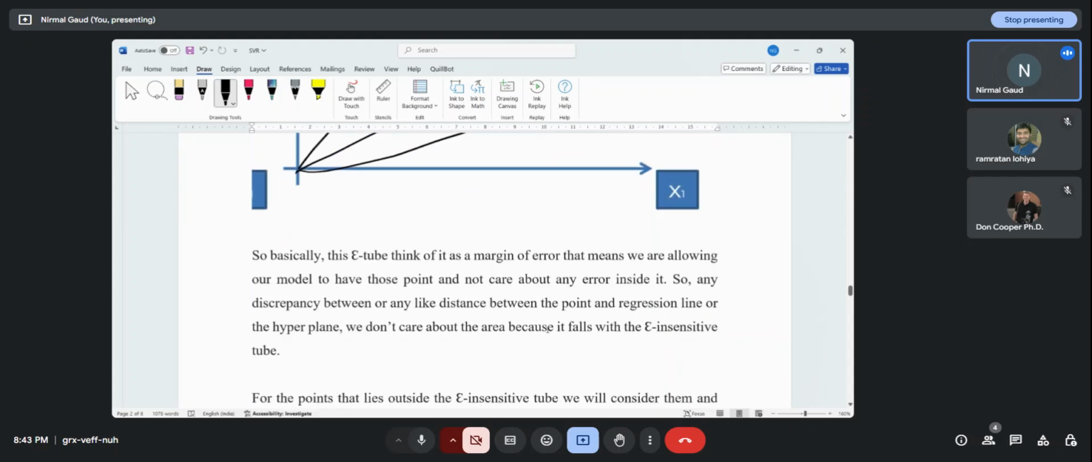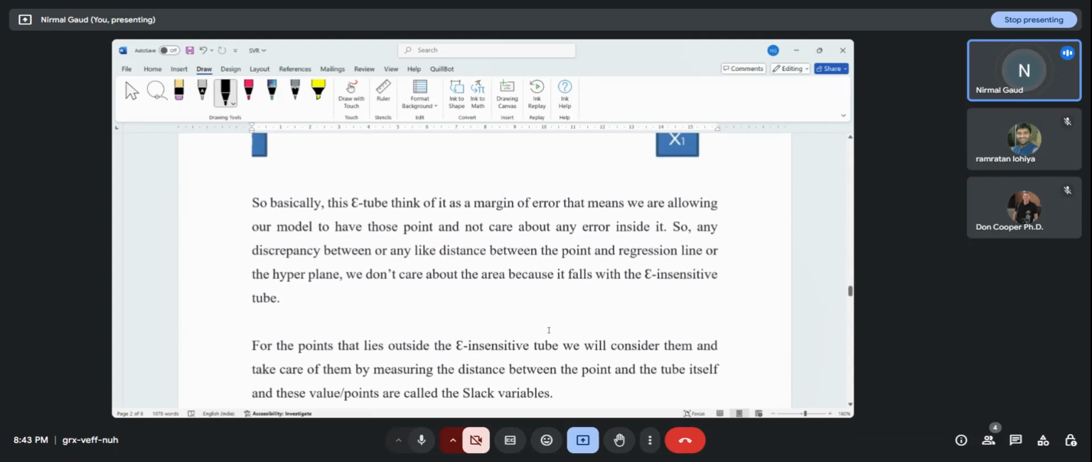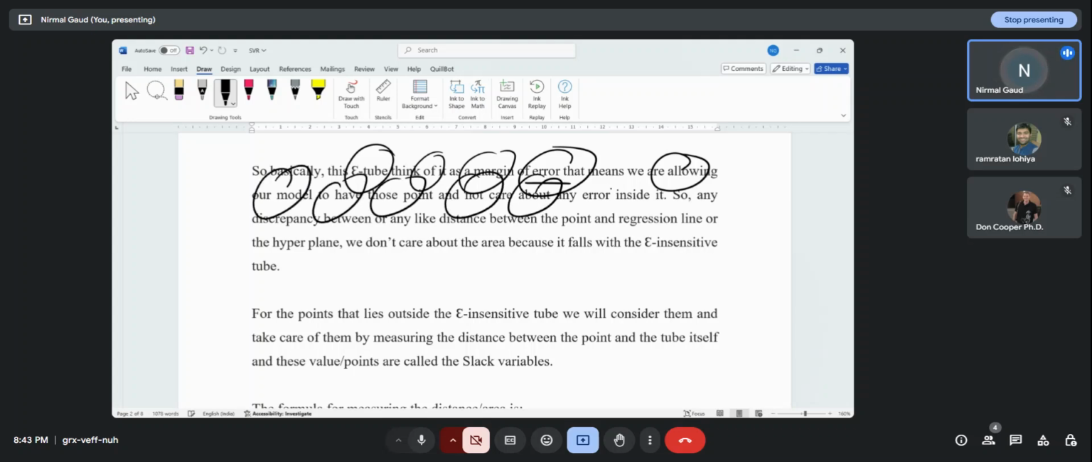We studied the fundamental points related to it yesterday. So think of the epsilon tube as a margin of error, because the epsilon tube is like the margin in classification. Here everything inside is your epsilon tube. We are allowing our model to have those points and not to care about any error inside. Nothing inside the tube, no error. Outside the tube, there is an error.